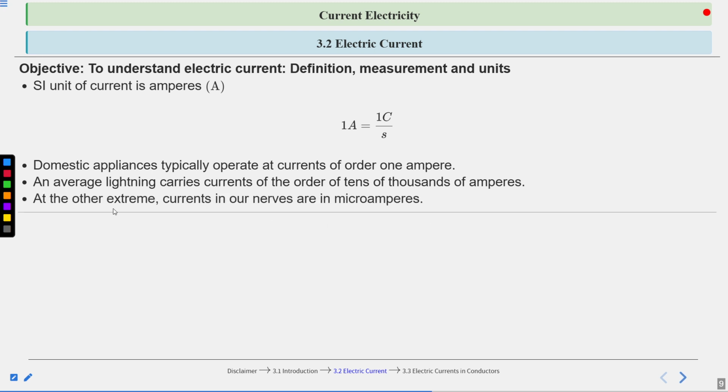And at the other extreme, currents in our nerves are in microamperes. There is also a small amount of current flowing in our body due to the flow of charged ions like sodium ions in our bloodstream. Due to this flow of charged ions, there is a small current of the order of microamperes, 10 raised to the power minus 6 ampere, flowing in our nerves, that is normally undetectable.